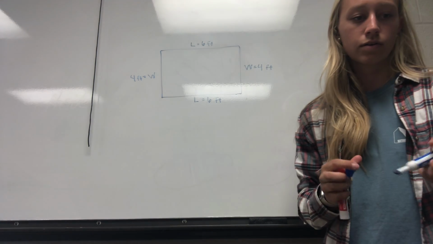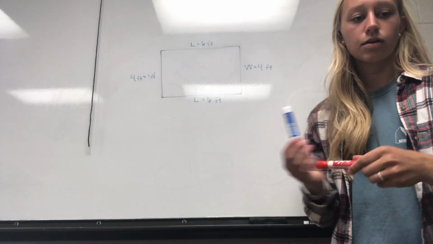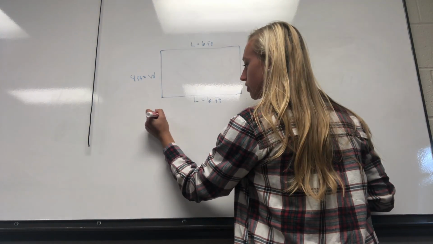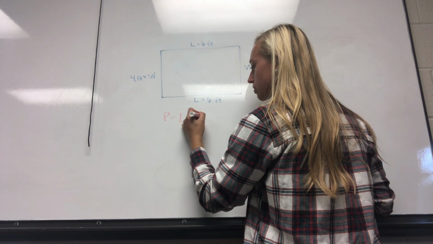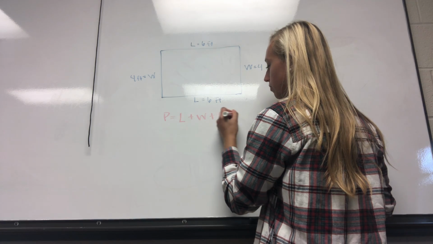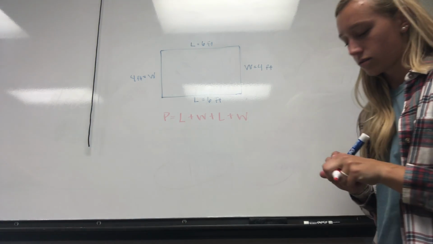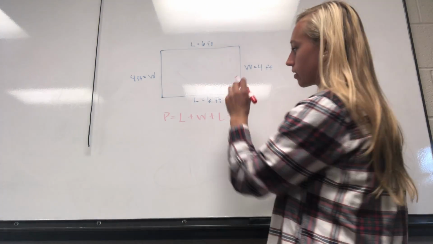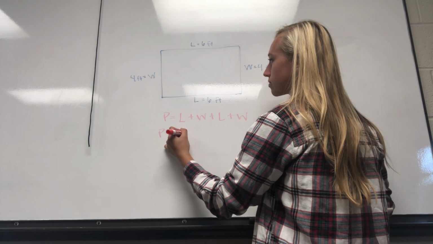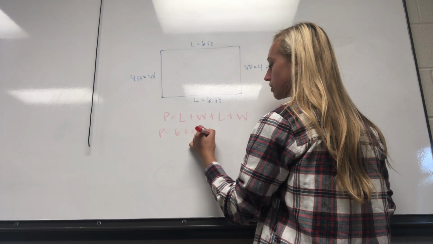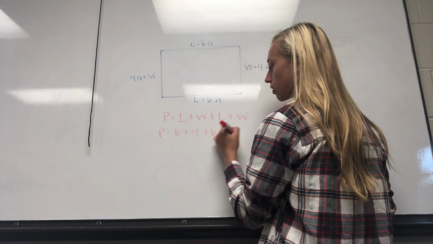So to find the perimeter, we are going to use an equation. That equation is P equals length plus width plus length plus width. So if we plug these numbers into the equation, we have P equals 6 plus 4 plus 6 plus 4.